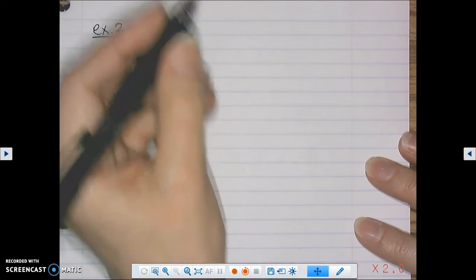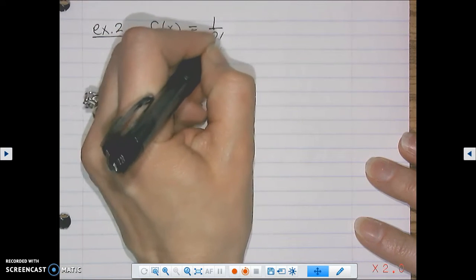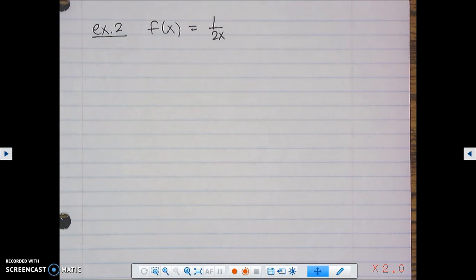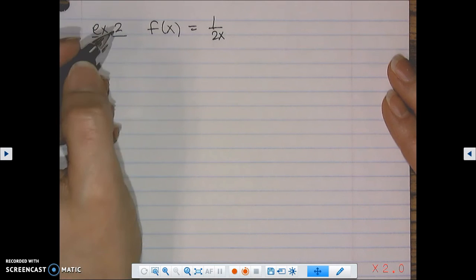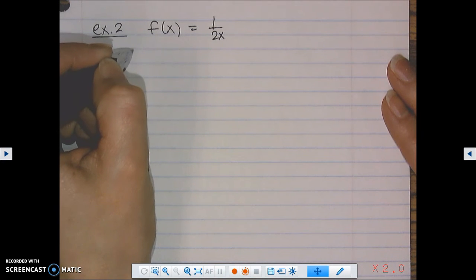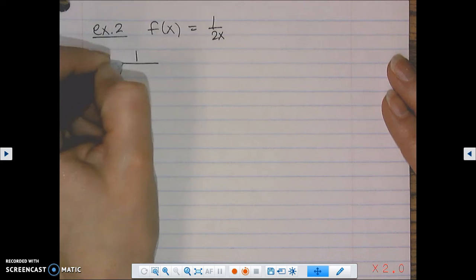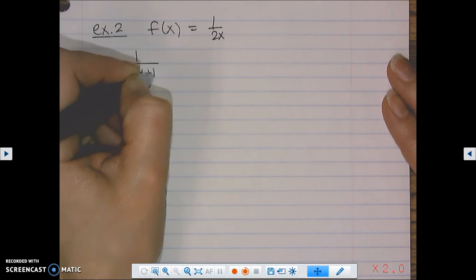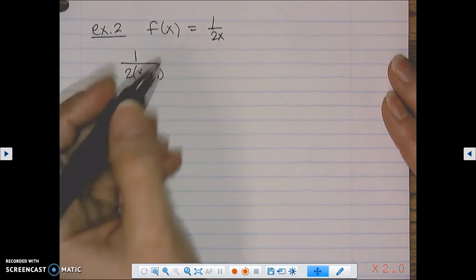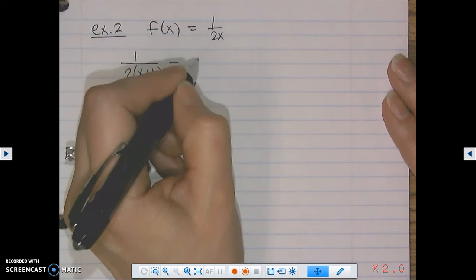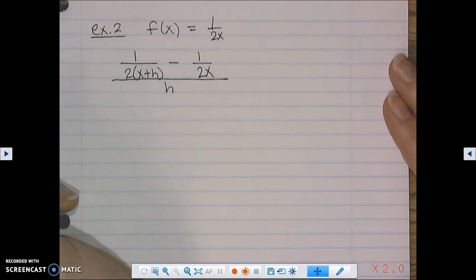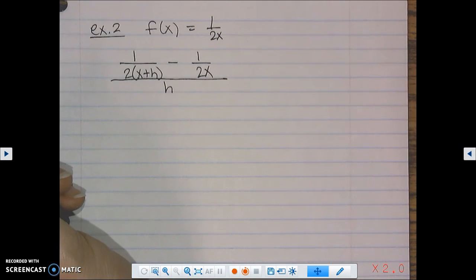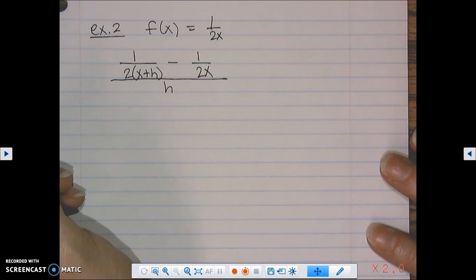f of x equals 1 over 2x, now we're getting a fraction within a fraction here. We're going to do the same thing again. So we have f of x plus h. So that means everywhere we see an x, we're going to put an x plus h in its place, minus the original function, so 1 over 2x, all over h. And that over h is the last thing that we're going to deal with as we're solving these questions.